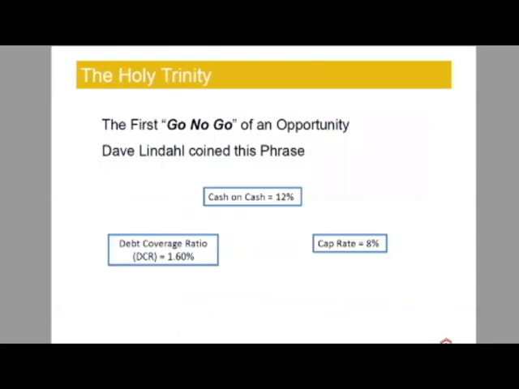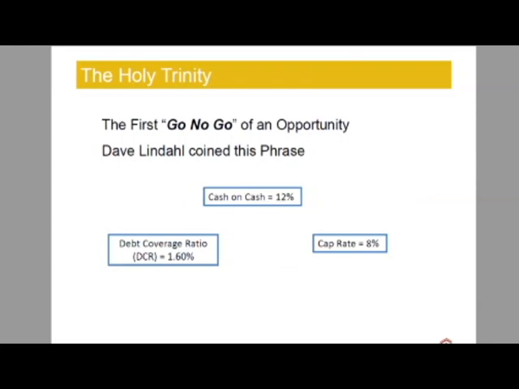Now let's talk about the Holy Trinity. We talked about this in the beginning. This is really your first go or no-go of an opportunity, okay? And I learned this many years ago from one of my mentors, Dave Lindahl, who coined the phrase. These are the three pillars that an opportunity has to have to move into the realm of a deal, right? When he first started, cash on cash was 12%, debt service coverage ratio was 1.60, and your cap rate was 8%.